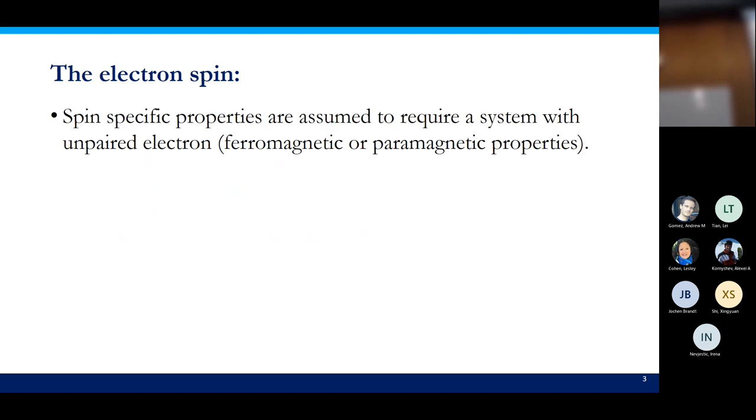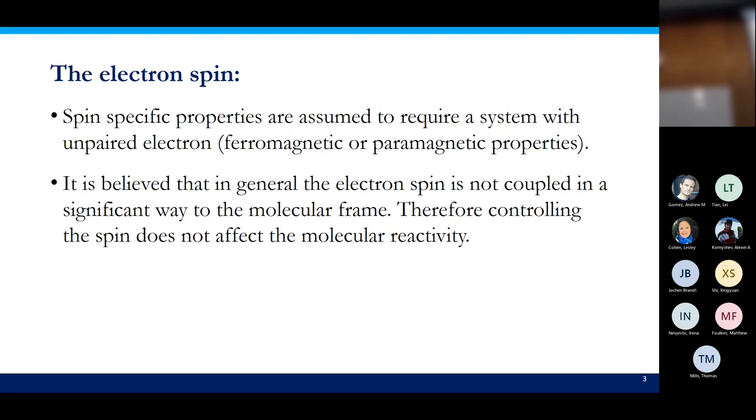First of all, chemists and physicists think that spins are important only in the case of unpaired electrons. And since most molecules, most solids, are in the singlet state, namely all electrons are paired, the spin was not considered as an important parameter in their problems. The second issue is that even in cases where there is an unpaired electron, and this is something that the EPR people mentioned a lot, the spin is usually very weakly coupled to the molecular framework. And therefore, people didn't think that controlling spin alignment by itself can affect chemistry.